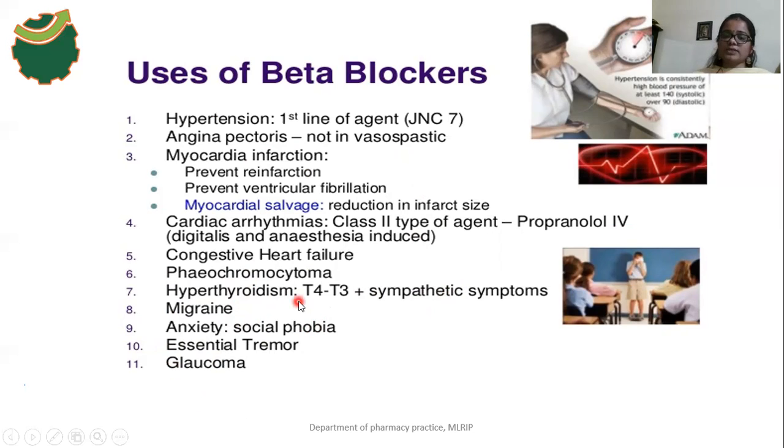Because beta blockers suppress the formation of aqueous humor and decrease the intraocular pressure. That's why this drug is used for the treatment of glaucoma. So these are the uses of beta blockers.